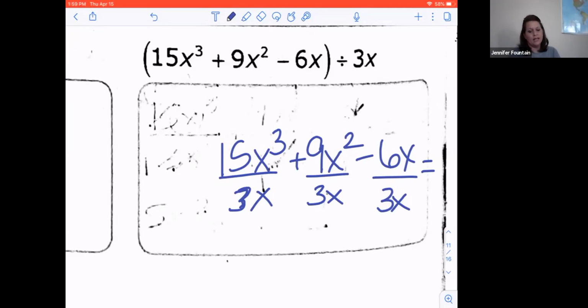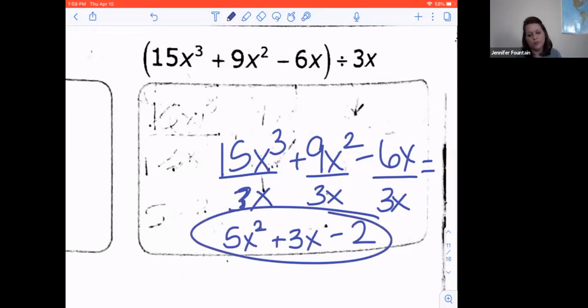All right, so 15x cubed divided by 3x. 15 divided by 3 is 5. X cubed divided by x is x squared. Plus 9x squared divided by 3x. 9 divided by 3 is 3. X squared divided by x is x. Minus 6x divided by 3x. 6 divided by 3 is 2. X divided by x is 1. So 5x squared plus 3x minus 2.